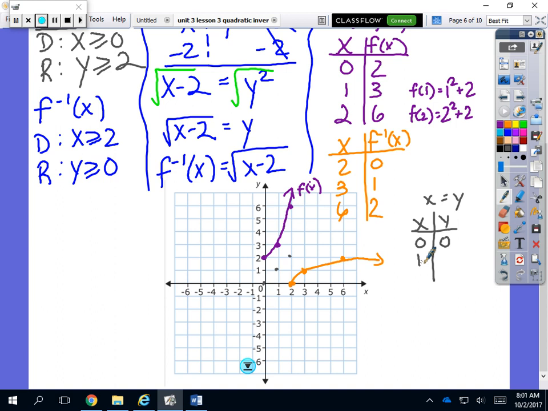I always plot 0, 0, 1, 1, and 2, 2. Always. This is always part of the graph because that's the line of reflection, not line of symmetry, line of reflection. Your line of reflection is always x equals y. So that's always going to be part of these graphs. So x equals y, and then this is the inverse. We always label the graph so that we know what we're looking at.